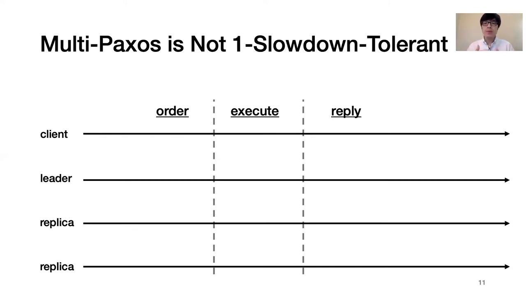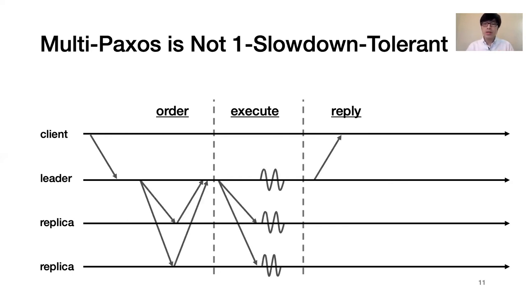I will explain why Multi-Paxos is not slowdown tolerant by first giving a brief overview of how it works. A client sends a command to the leader replica. The leader orders the command and gets other replicas to accept it, which would commit the command. The leader notifies other replicas of the commit, and the replicas, including the leader, execute the command. Then the leader replies to the client.